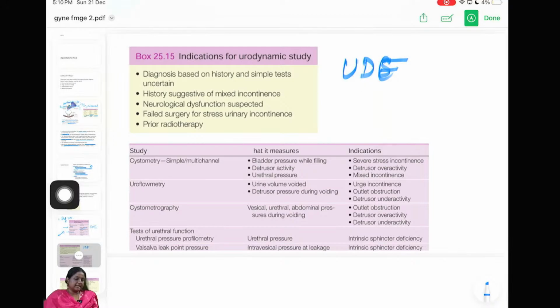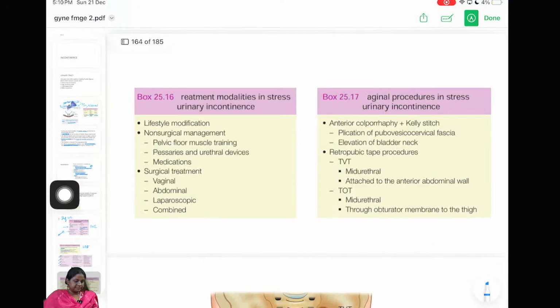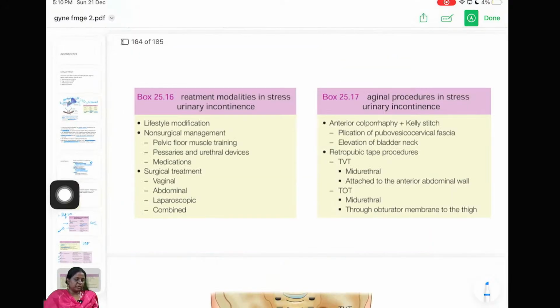This is done only in cases where you are not sure about the diagnosis of what is exactly the problem. Okay. When it is uncertain or any other neurological dysfunction is suspected. Understand? So these are the different urodynamic evaluation tests: cystometry, uroflowmetry, cystometrography. Okay, all these. Now, what are the treatment modalities?